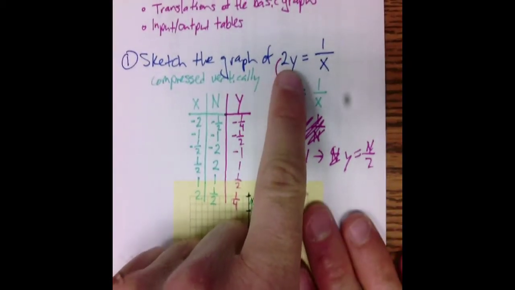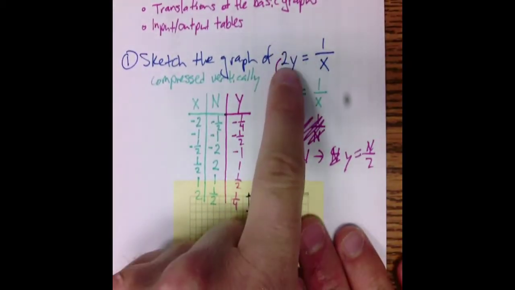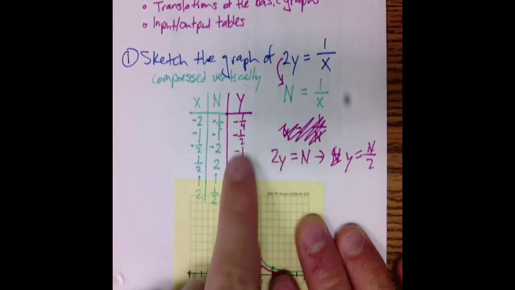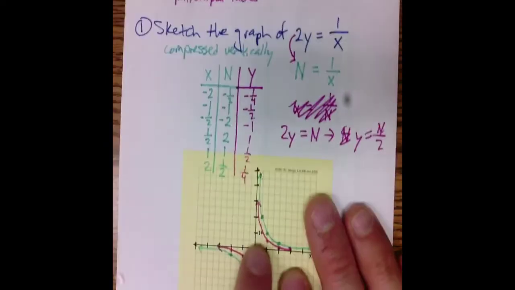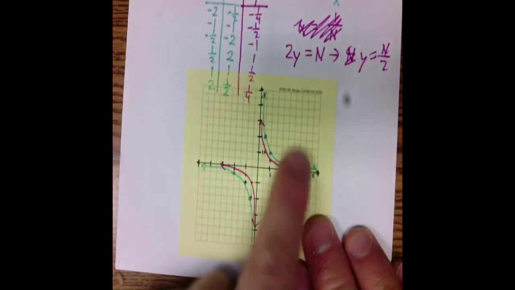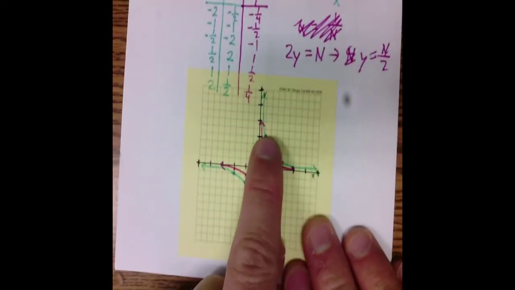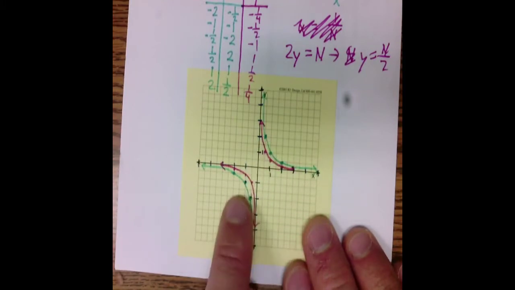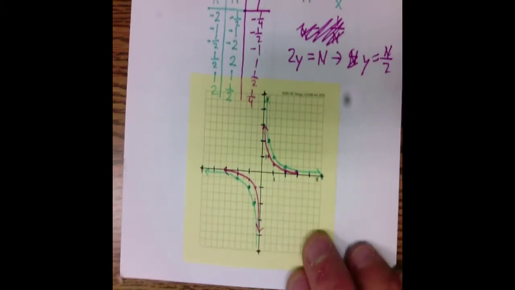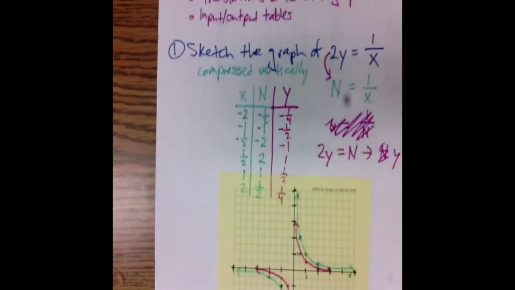Since the y has been multiplied by 2 right here, we know what that actually does is divide all the basic graph outputs by 2 instead. So what I did here was realize, oh, this is compressed by a factor of 2. What that means is I need to cut in half the outputs from the original parent basic graph. Okay? So there's one example. Let's take a look at another.